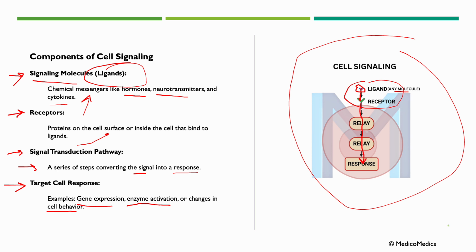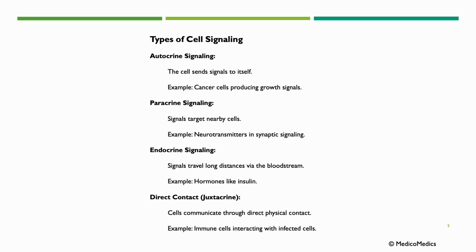So you can think of signaling like receiving a message, right? The ligand is the letter, the receptor is then the mailbox, and the response is reading the letter and then acting on it. Now let's examine the different types of signaling cells used in communication here.